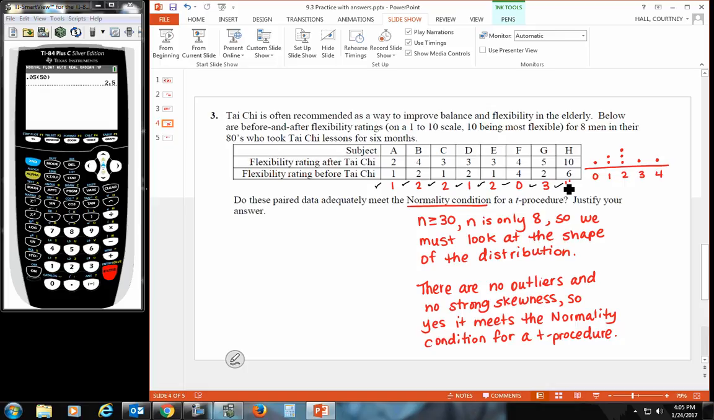So we don't have the 30, and so we can do a dot plot, we can put the data in our calculator, look at a box plot, but either way, I went ahead and did a dot plot up here just because that's how they did it on the answer key.